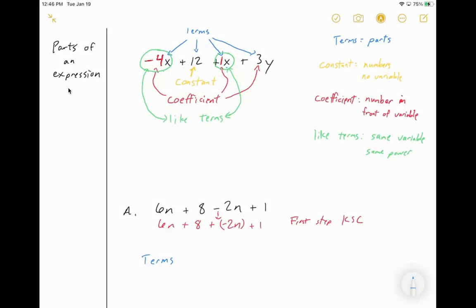Okay, so now we know that's a negative 2n. That's really important. We'll see why in a second. Okay, so first of all, what are the terms? Or rather, how many terms do we have? Let's start there. How many terms do we have on this one?